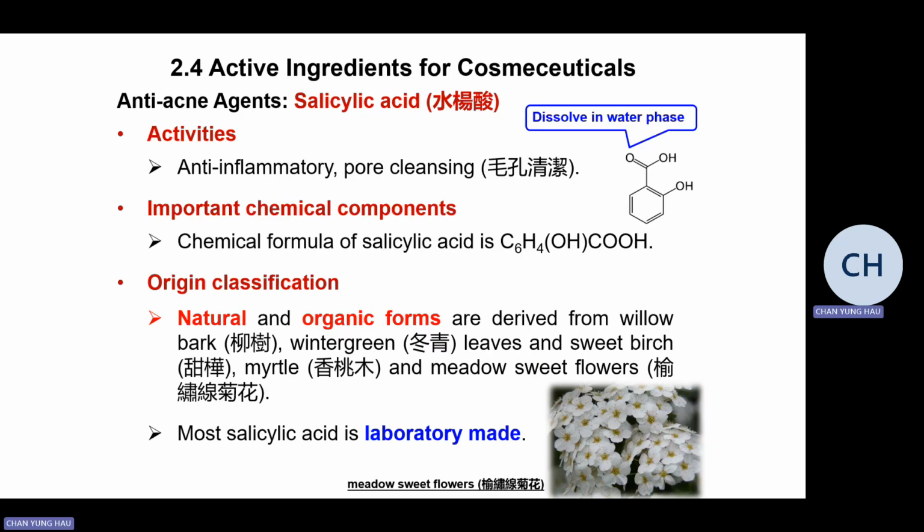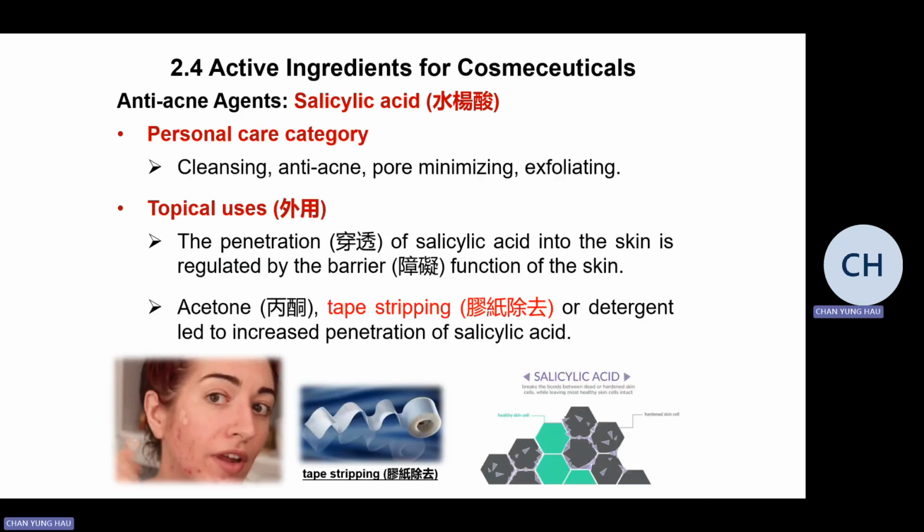Another anti-acne agent that is commonly used in conjunction with benzoyl peroxide is salicylic acid. Salicylic acid is an anti-inflammatory, pore cleansing agent. It has both natural and organic forms, however most salicylic acid is lab-made. It belongs to cleansing, anti-acne, pore minimizing, and exfoliating agents.